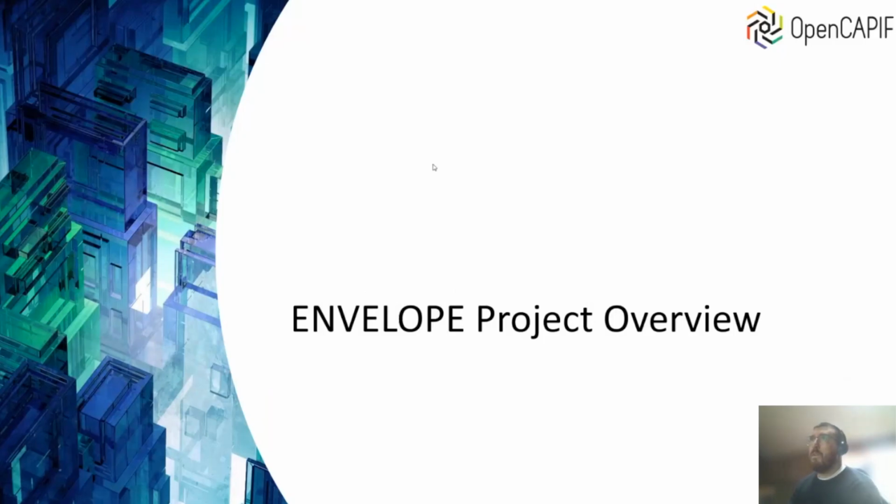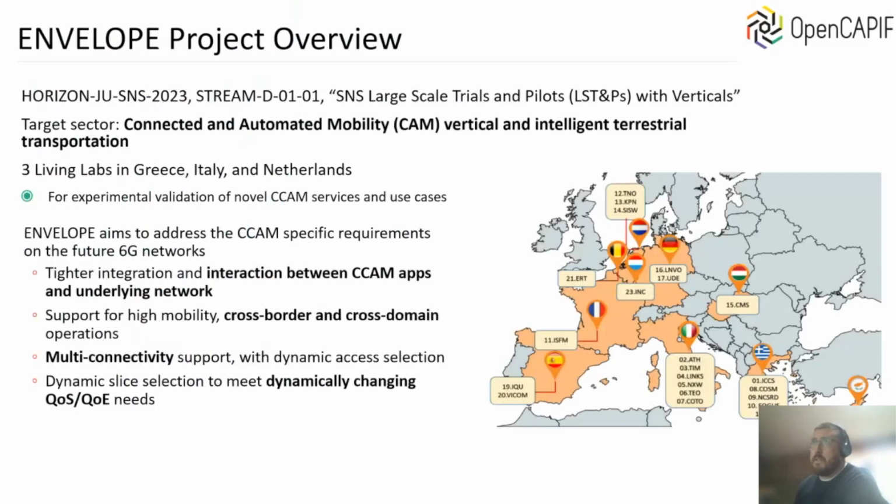Envelope project overview. The project that is funding this work is Envelope, a StreamD project within the SNS JU framework. StreamD projects target verticals, and the target vertical of this work is automotive, so the CAM vertical. We have 3 living labs in Italy, in Greece, and in the Netherlands, where we are testing and developing our technologies.